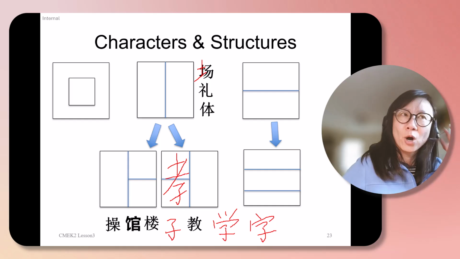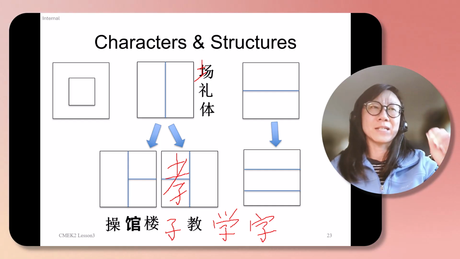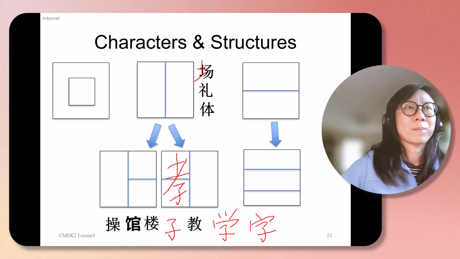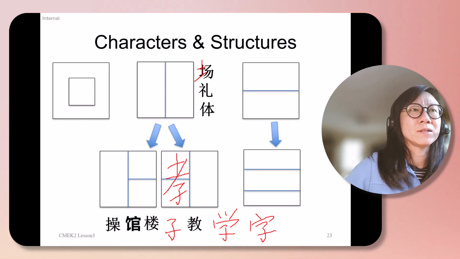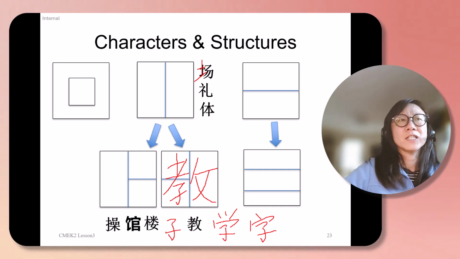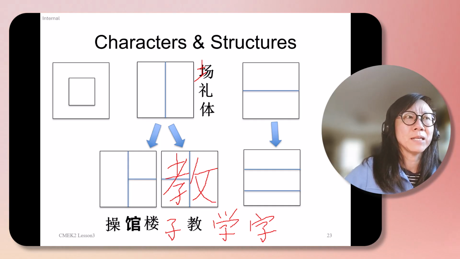It's not that complicated if you can break things down correctly. And then on the right-hand side, there's a complete part. 撇, 横, 撇, 捺, right? So that's 教, 教室的教, meaning teaching.